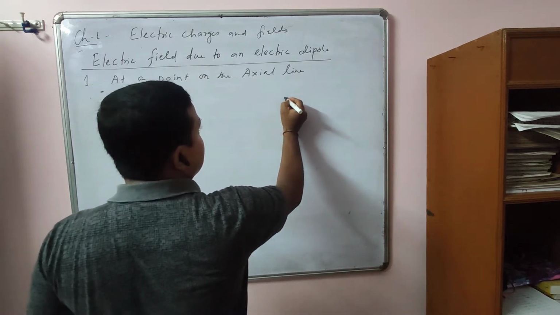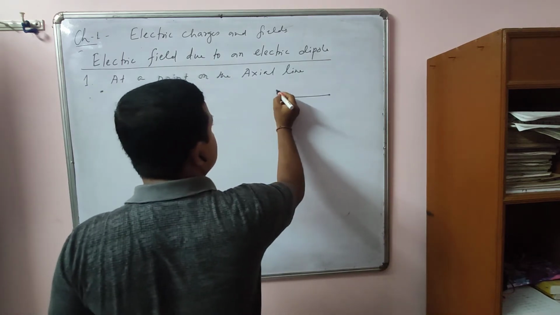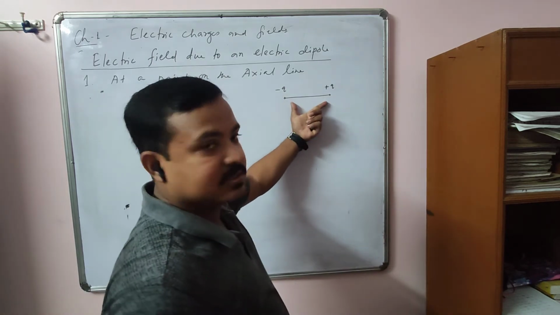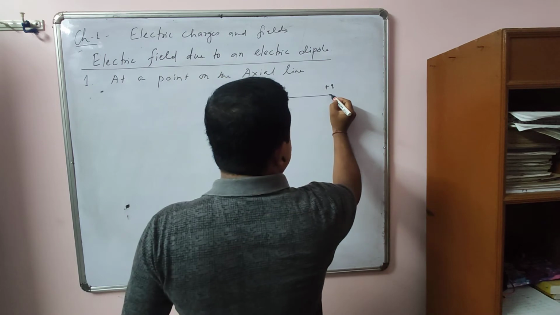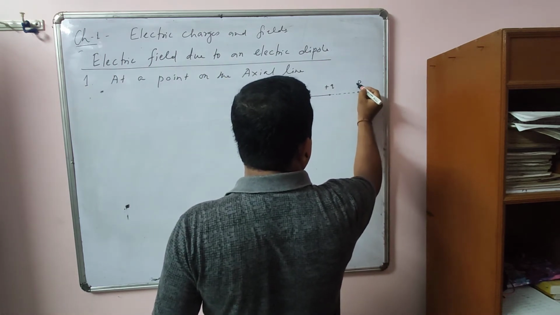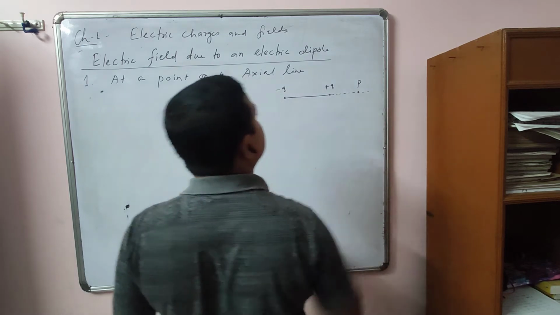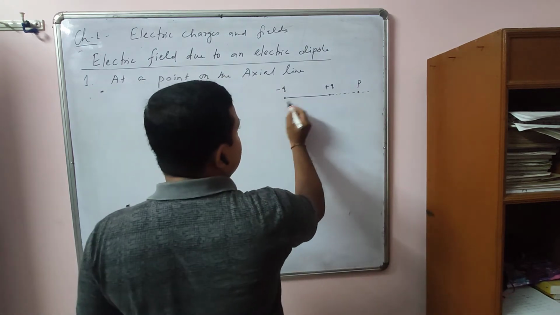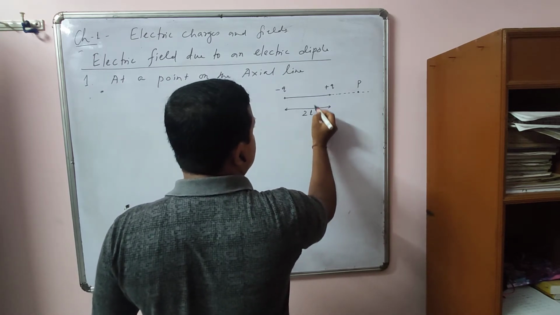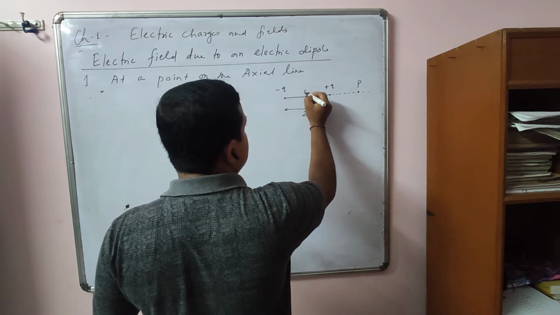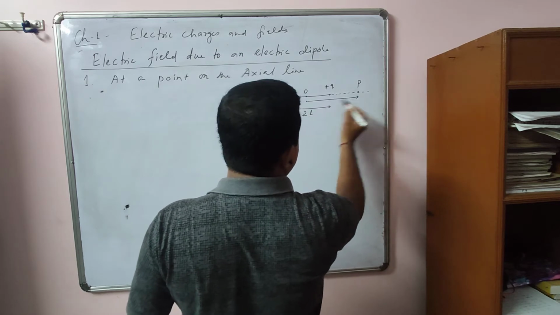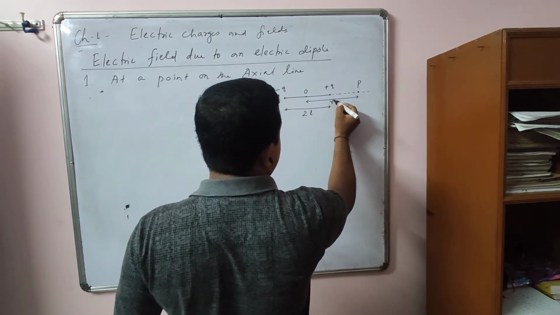So what is the axial line? Suppose this is the dipole, here it is minus q, here it is plus q. The line joining them is called the axis. Okay. Now we consider a point here. This is the point P. We want to find the electric field at this point. Here this is the length of the dipole, so it is 2a, and this is our center. The center of the dipole is O. And this point P is at a distance r from the center of the dipole.